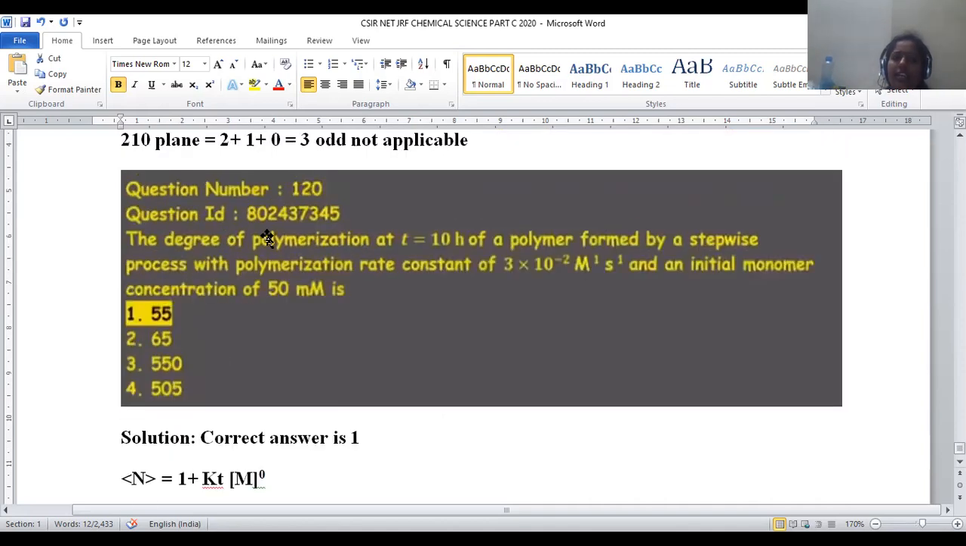55 is the degree of polymerization, right? For question number 120, option number 1 will be the right answer. By this, we completed the series where question number 105 to 120 have been discussed in a detailed manner. This will be very much helpful for your preparation towards any competitive examination, otherwise any entrance examination, right?